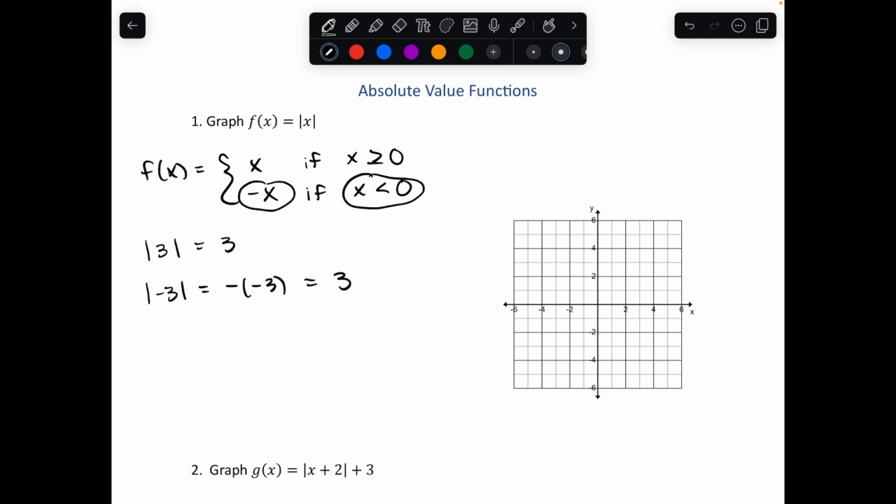So let's actually graph this function real quick. So if I plug in 0, I'm going to get 0. If I plug in positive 2, I'm going to get positive 2. If I plug in positive 4, I'm going to get positive 4. If I plug in negative 2, I'm going to get positive 2. And if I plug in negative 4, I'm going to get positive 4. So we can connect the dots and we can get a good sketch of our function.